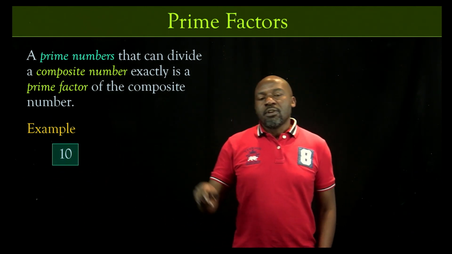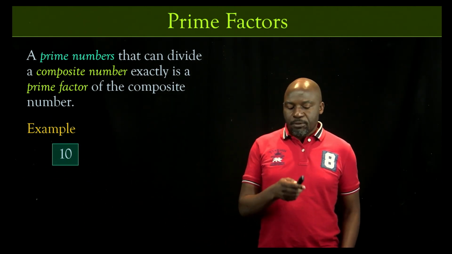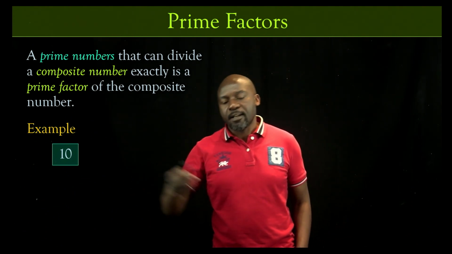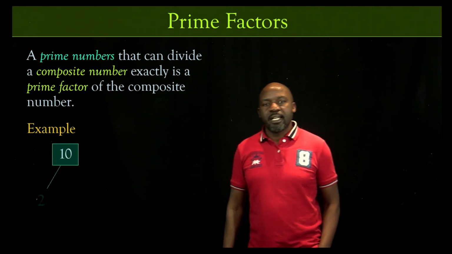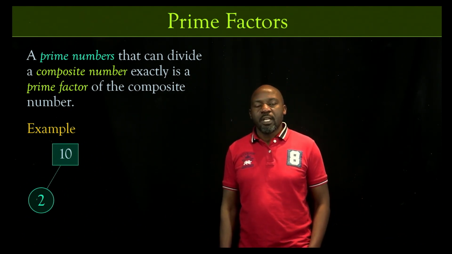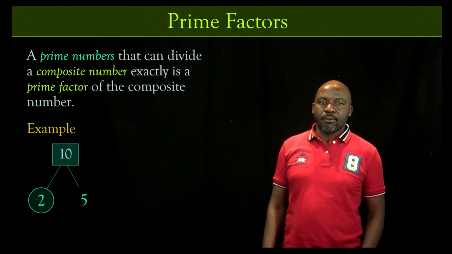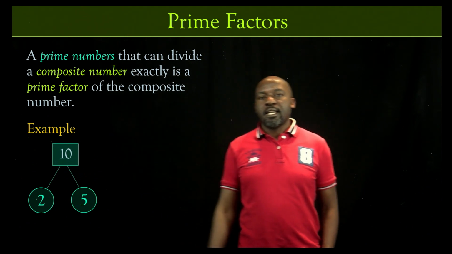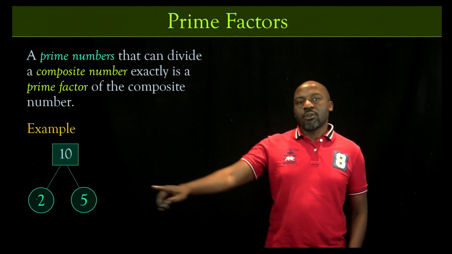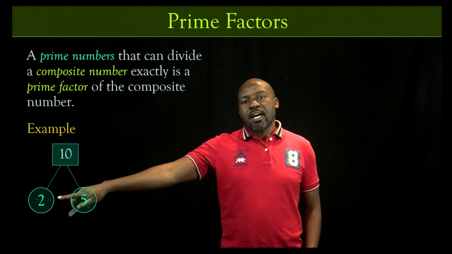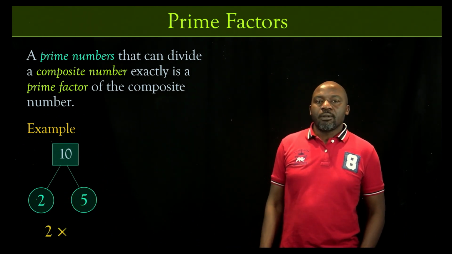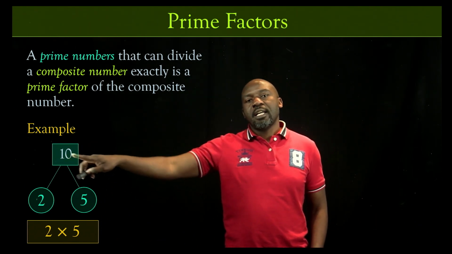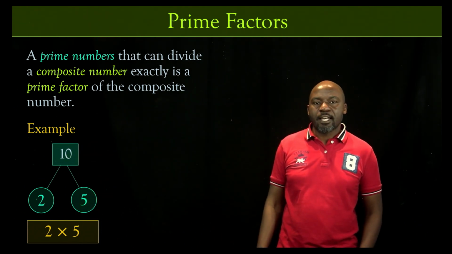But not all those factors are prime numbers. So we are only interested in the prime numbers that will divide 10. One of those numbers that will divide 10 that is also prime is 2. And the other one is, of course, 5. So 5 will divide 10 twice, and 2 will divide 10 5 times. And so we can conclude that the prime factors of 10 are 2 and 5. So these are called prime factors of 10, and we can express the number 10 as a product of its prime factors, like that.